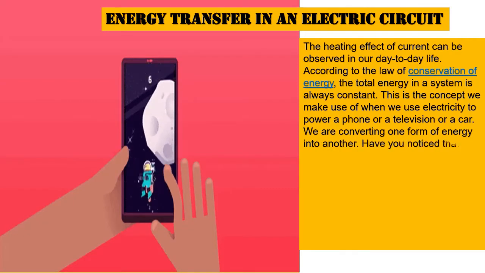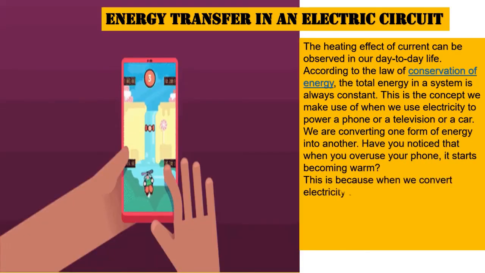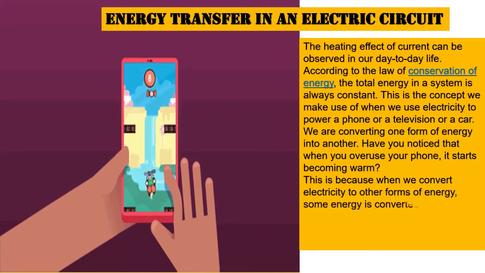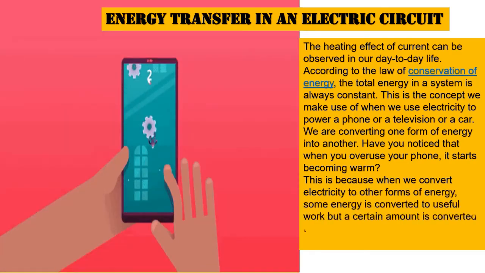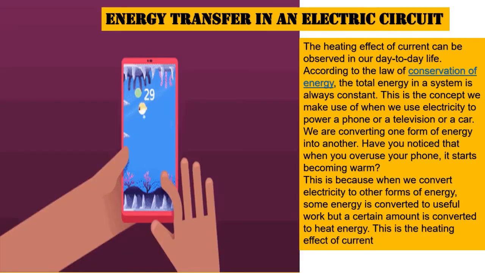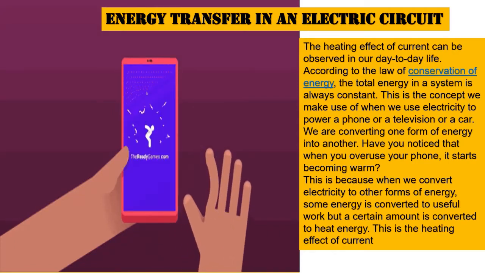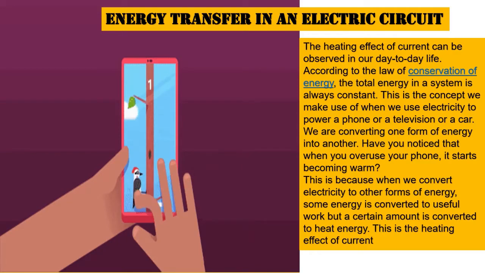This is the concept we make use of when we use electricity to power a phone or a television or a car. We are converting one form of energy into another. Have you noticed that when you overuse your phone, it starts becoming warm? Yes, we have all experienced that. Or during charging also, you must have observed that your phone becomes a bit hot or warm.